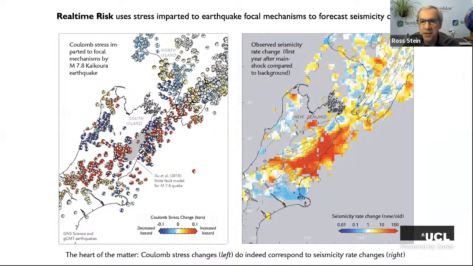And here's what I want you to see. On the right is a map of seismicity rate change. We're comparing the year after the Kaikoura earthquake to the decade beforehand. And it's obviously red in here. We've seen mostly red mechanisms in here. But what I want you to see is, see this blue out here? Well, these mechanisms are blue. And see, it's red up here. These mechanisms are red. We get some yellow here, and we get some red, yellow here.